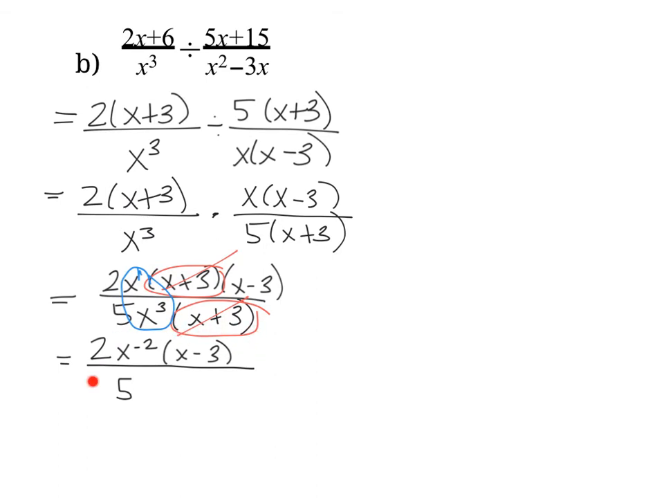So we cannot leave this as our final solution because we have a negative exponent. So we're going to bring this guy down to the bottom so that it is no longer negative, and we will be left with 2x squared times x minus 3 all over 5, and there's our final equation. So we have this ugly guy is equivalent to this expression down below, as long as we include those restrictions.